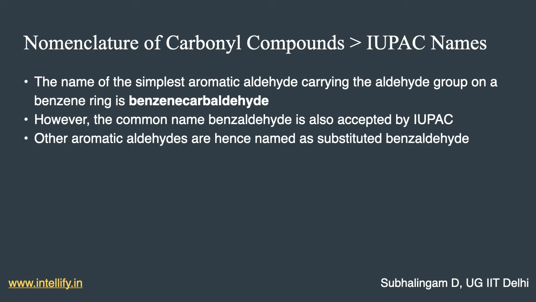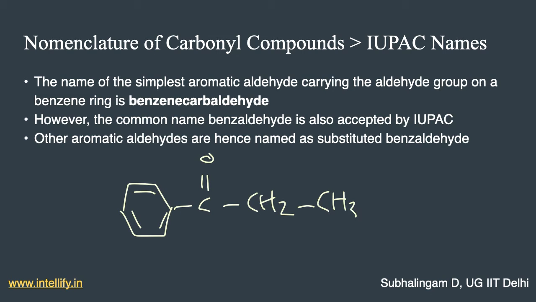Now let's try to name a ketone having an alkyl group and an aryl group. So we take this example. So we number it as 1, 2 and 3, and the name given to this is 1-phenyl propanone. That's how we name a compound having an aryl group, an alkyl group and a ketone. So hope it's clear.